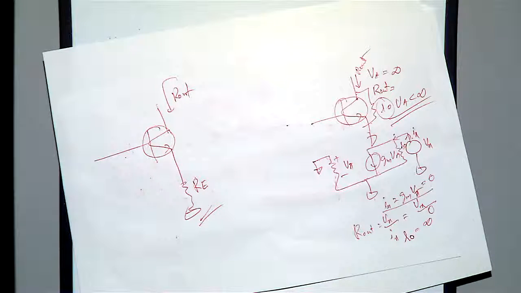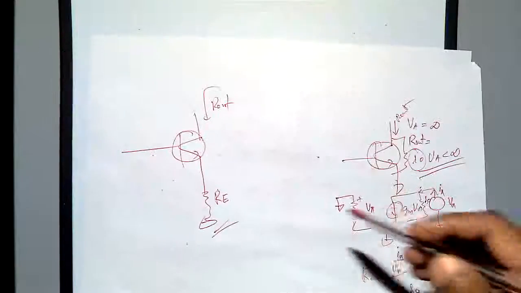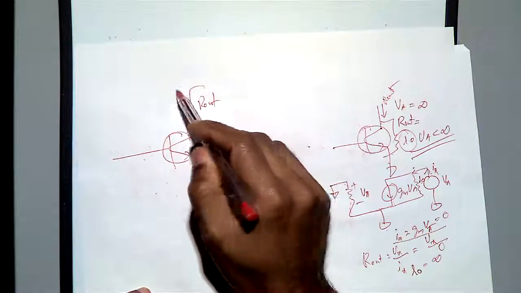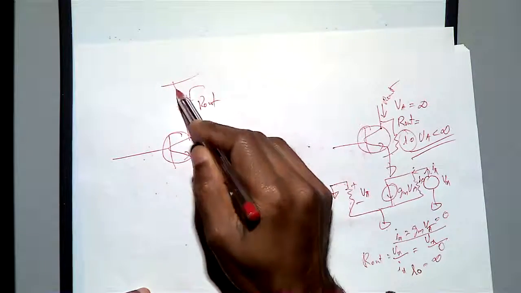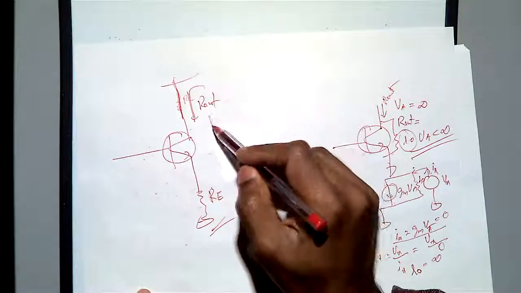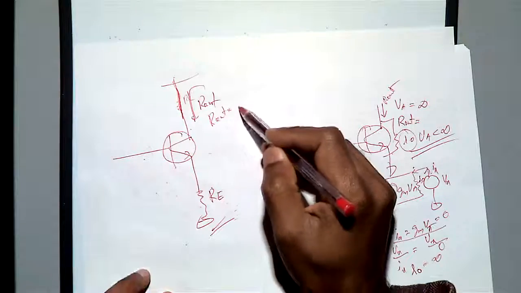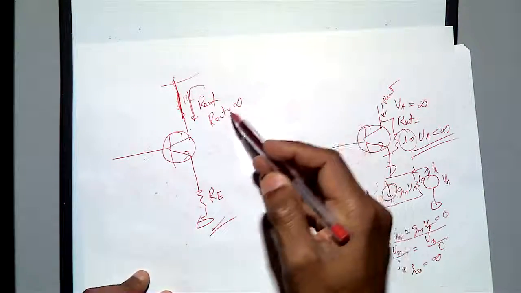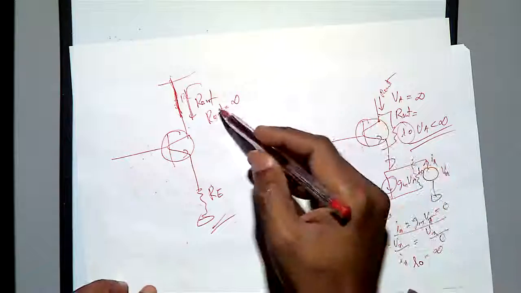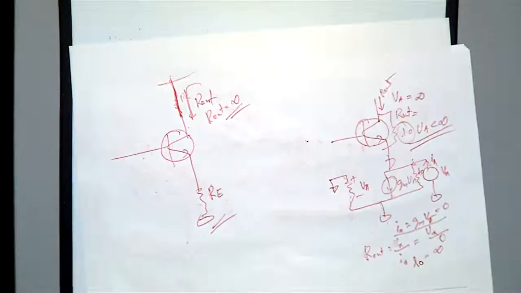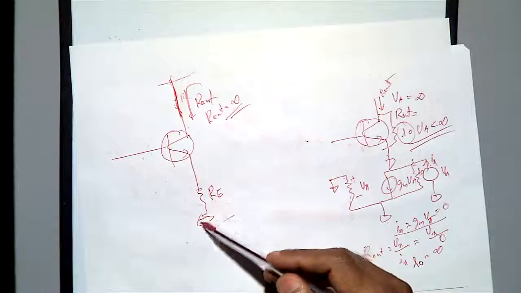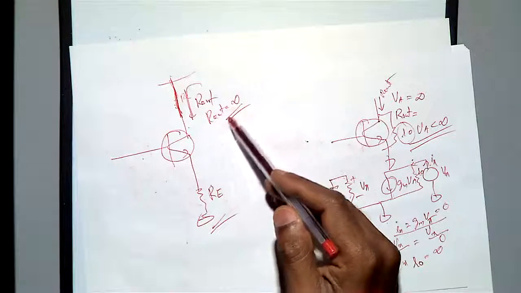R out equal to only RC, because RO equal to infinity means if you don't have RC, you get infinity again. So here, if you don't take into account early effect, still with this circuit, if you connect RC, definitely RC will come in parallel. Then if you don't have early effect, this R is not going to affect your output impedance. Still you will get output impedance equal to infinity.